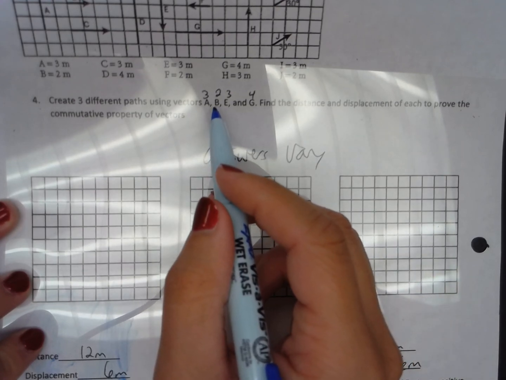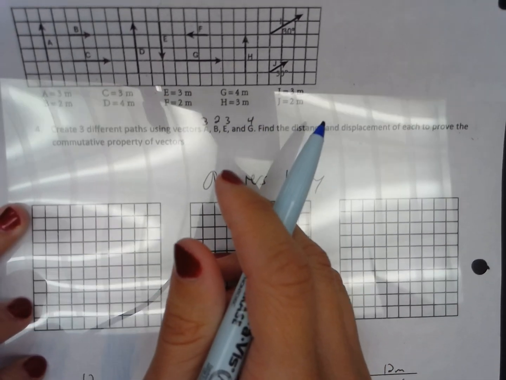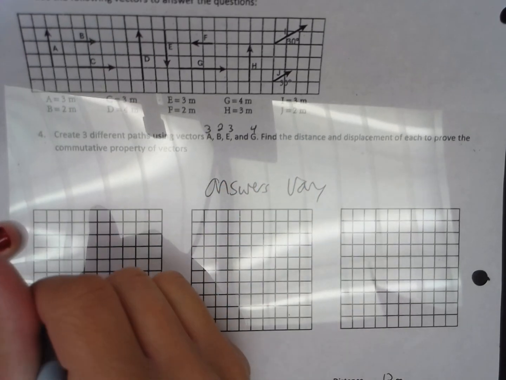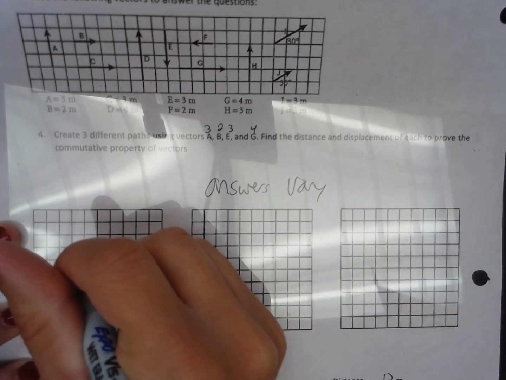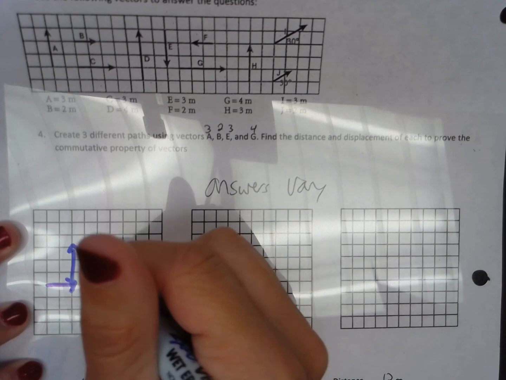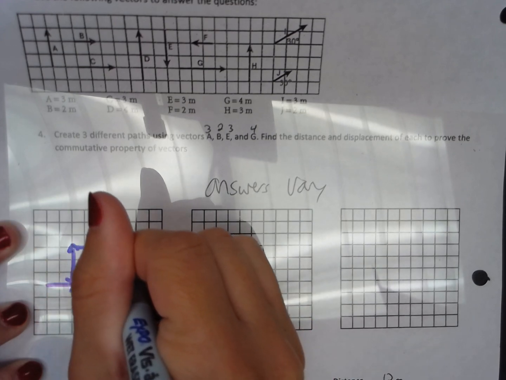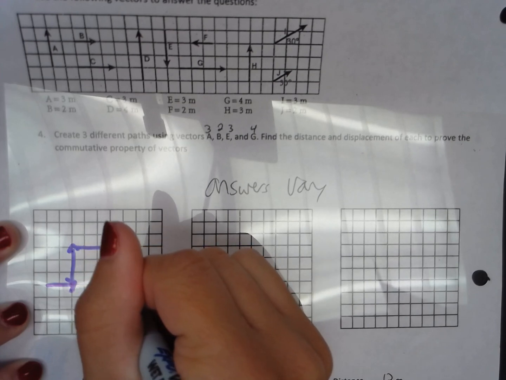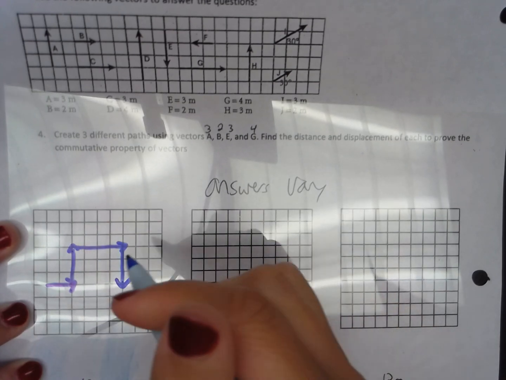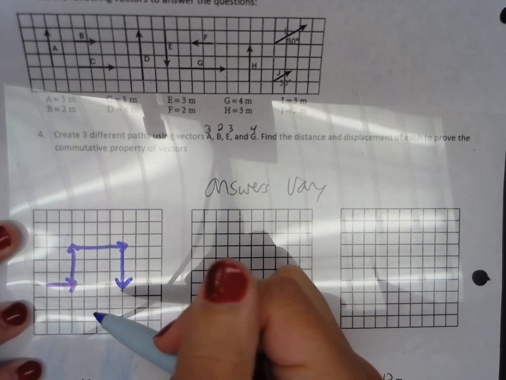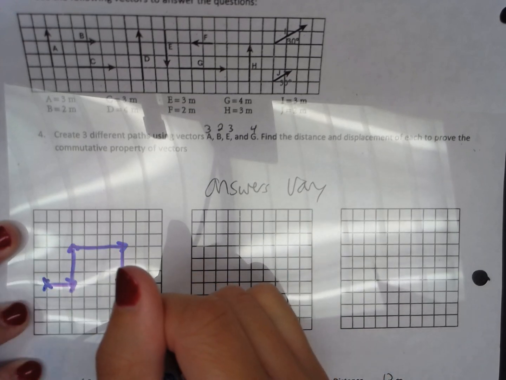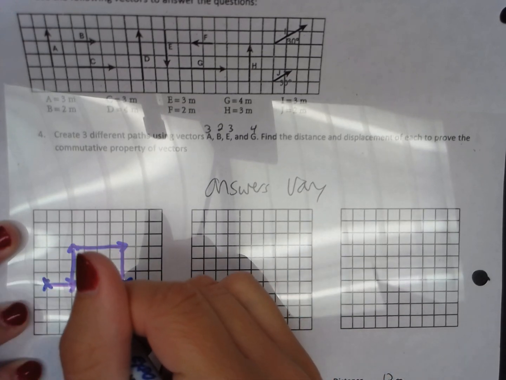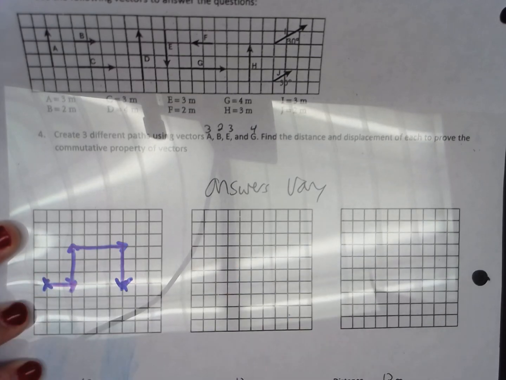So maybe I could start off with B here. So B, let's see, that was 2 to the right. So I could draw one going to the right. And then A was 3 up. G was 4 to the right. And then E was 3 down. So if I add them all up, I get 12. My displacement, 6 boxes away. 1, 2, 3, 4, 5, 6.